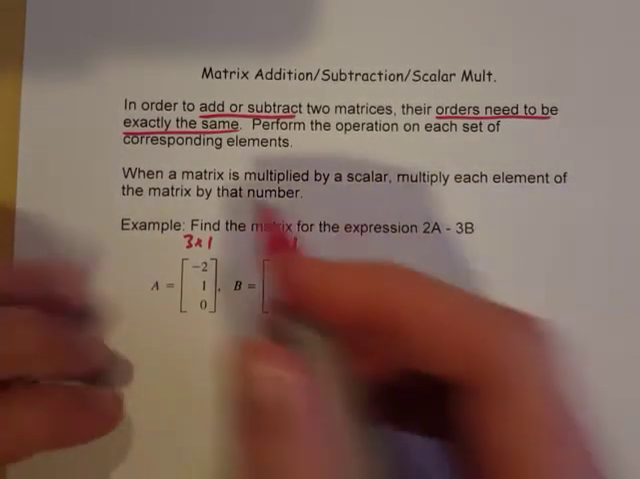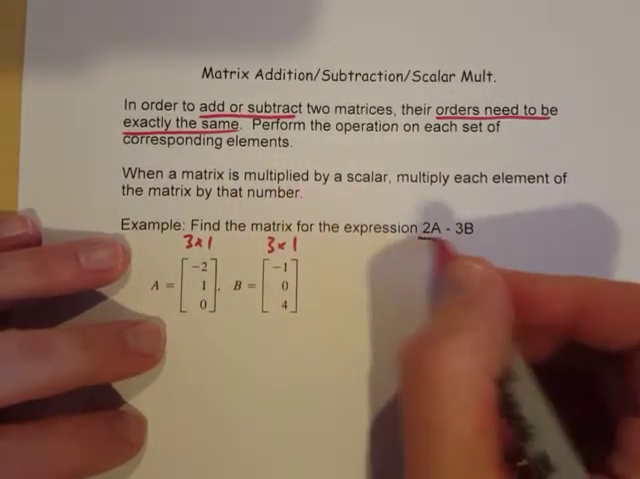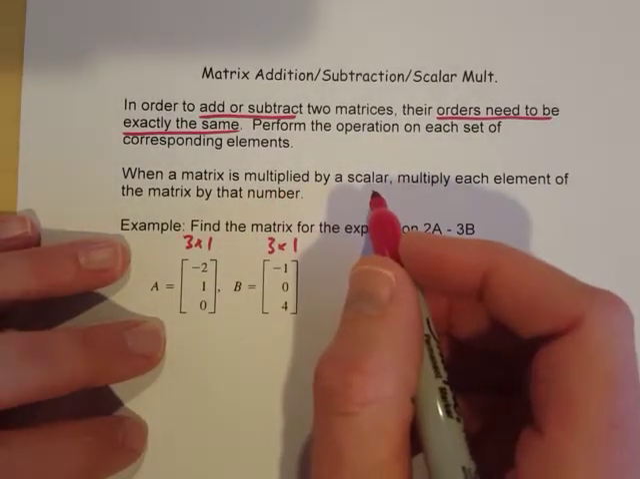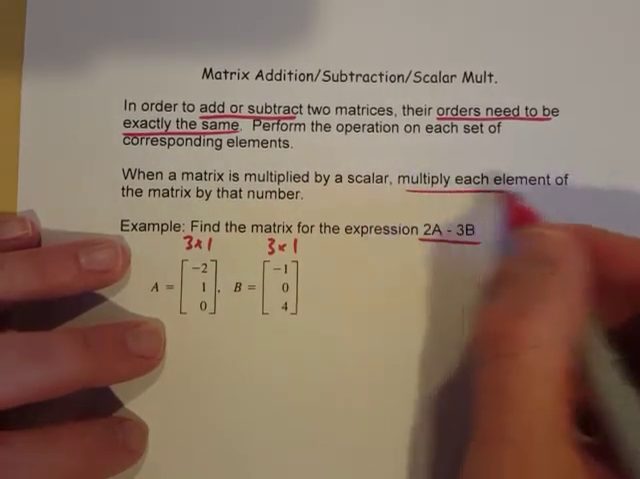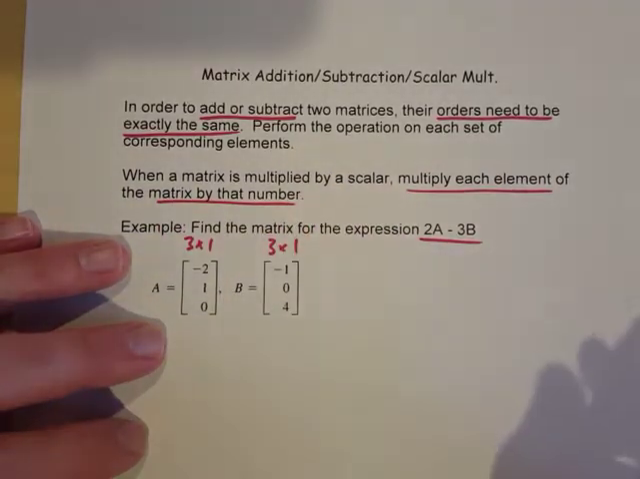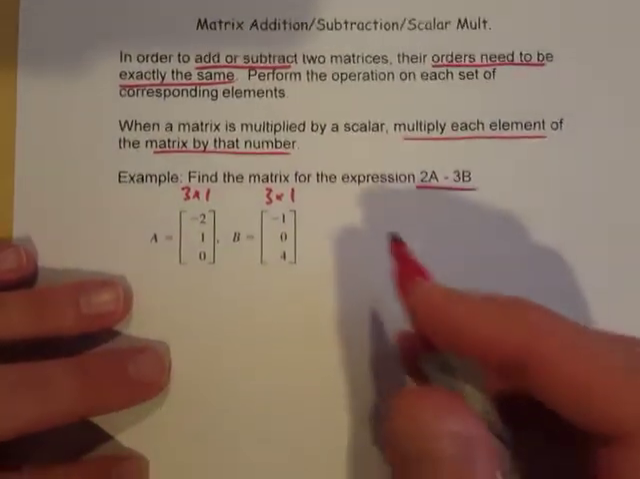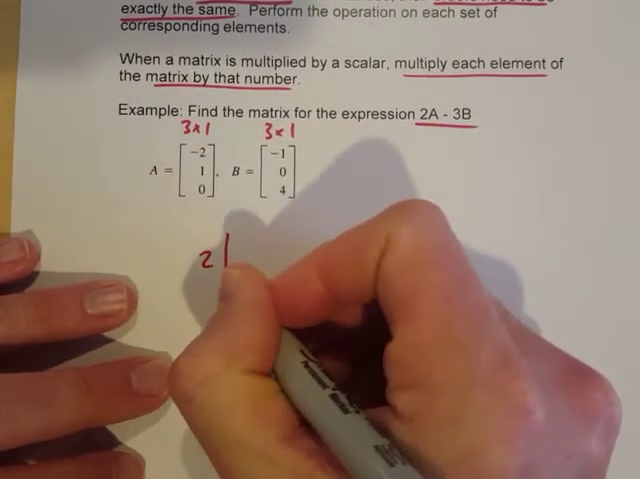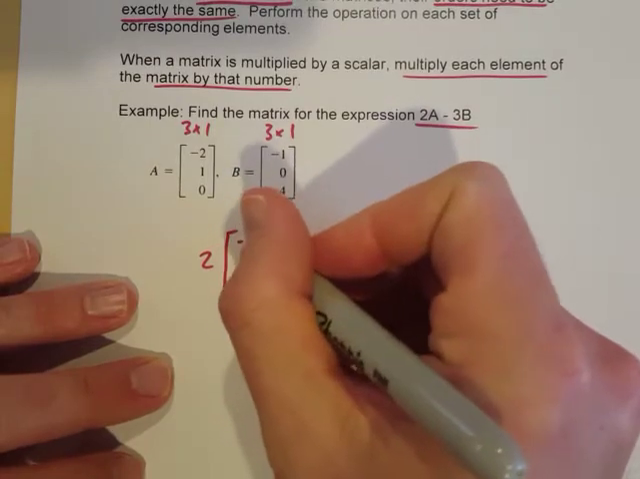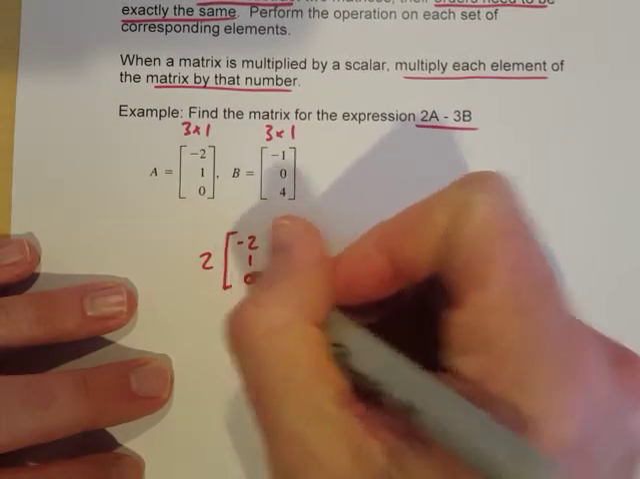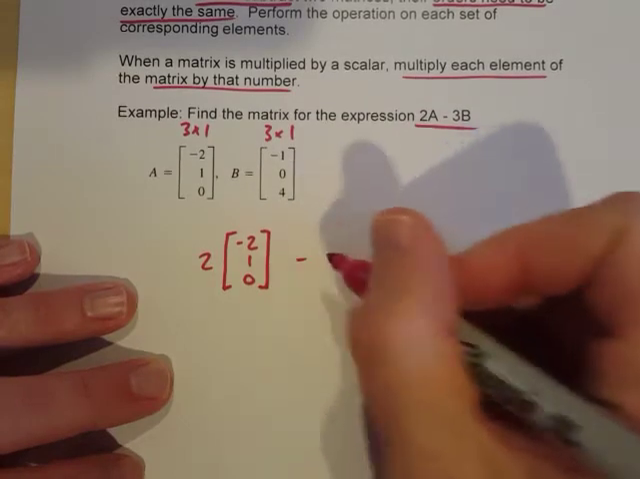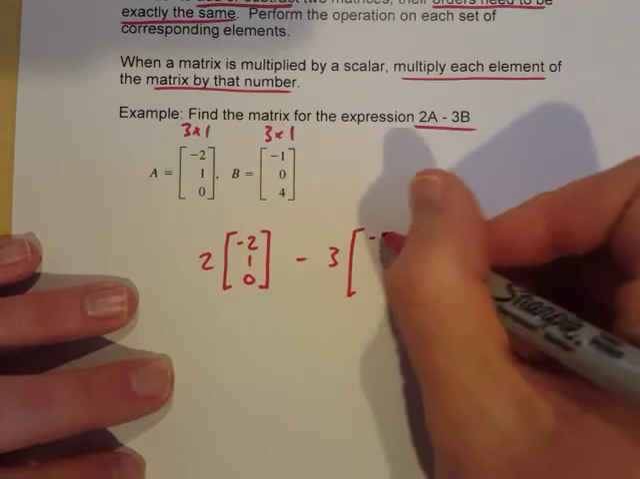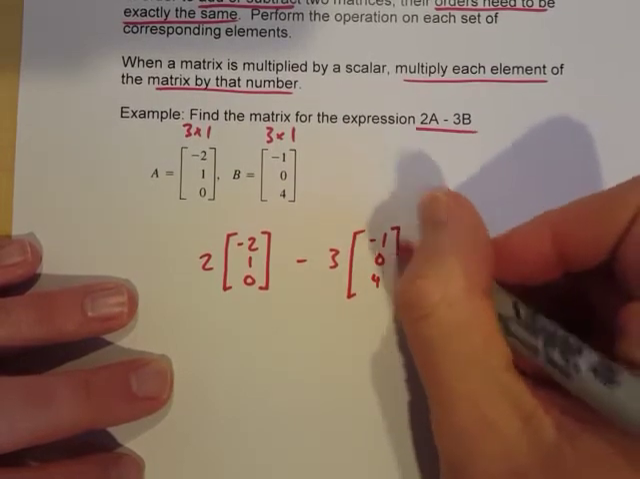And then because we're just going to kind of do this all together, we're going to do 2A minus 3B. When you multiply by a scalar, you're going to multiply each element of the matrix by that number. So we're going to set this up here one piece at a time. So we're going to start with 2A. So that's 2 times our matrix, which we have as negative 2, 1, 0, minus 3 times B. B is negative 1, 0, 4.